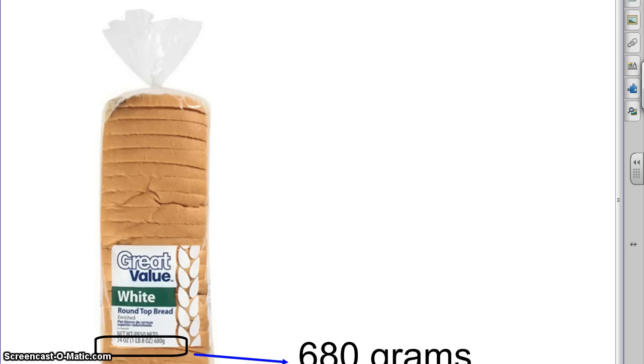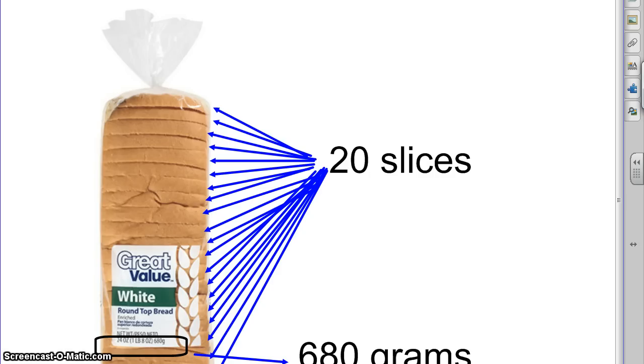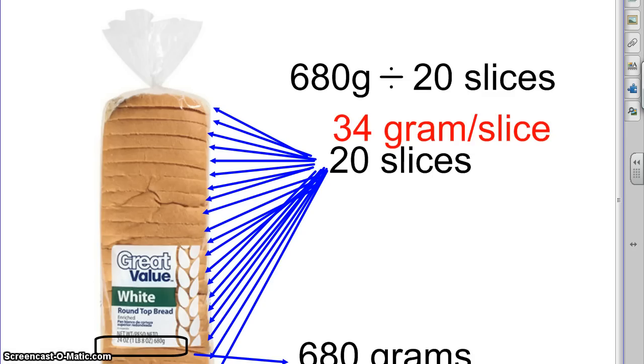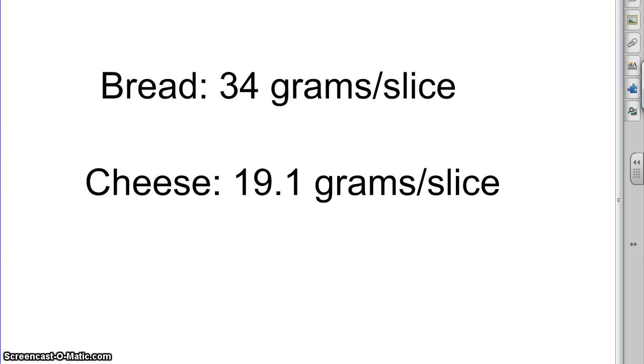And then if we count up the number of slices in those 680 grams, I believe they come out to be about 20. The bottom one, I believe, is cut off. It's pointing to something off the screen there. But there are 20 slices, so 680 grams divided by 20 slices means there's about 34 grams per slice. So to summarize our conversion factors, for bread, we're going to use 34 grams per slice, and for cheese, 19.1 grams per slice.